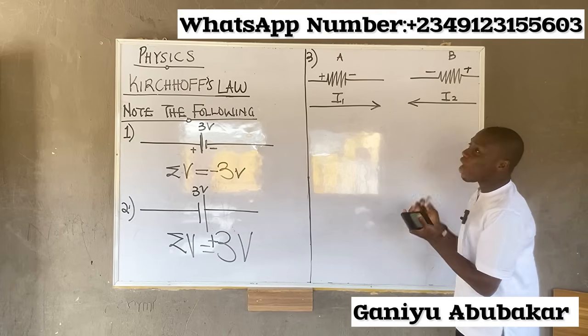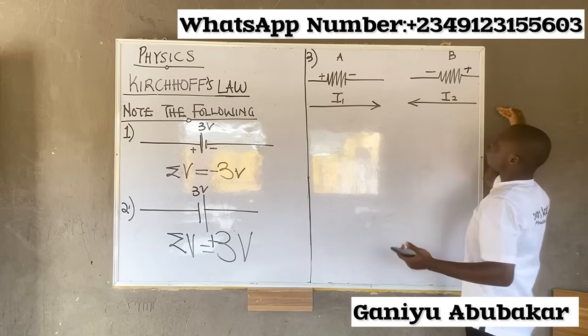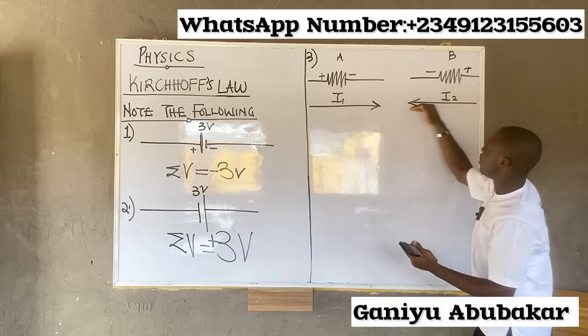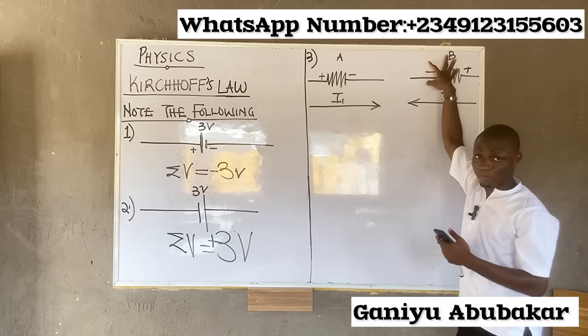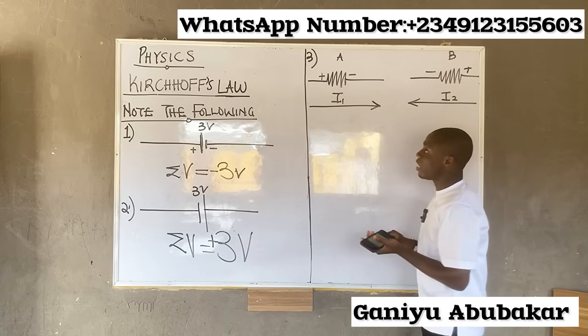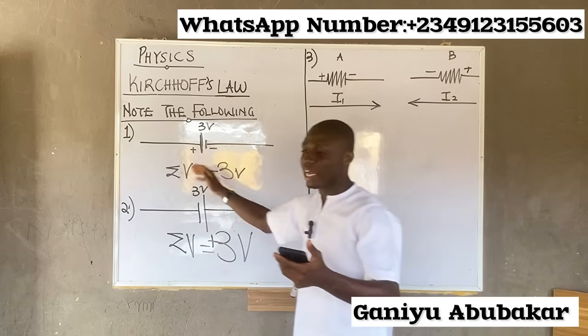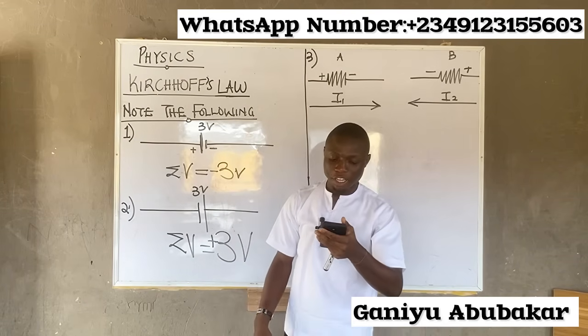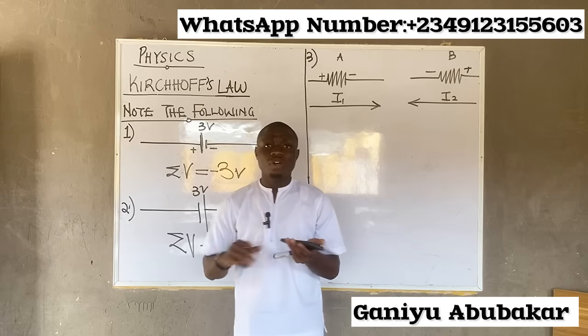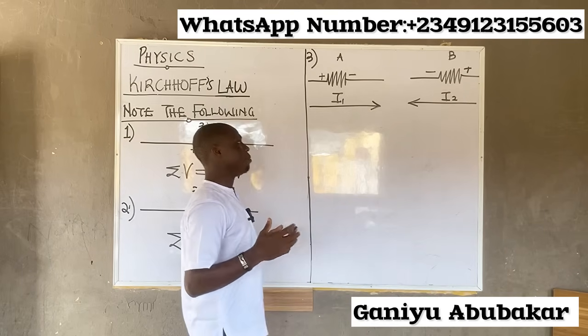Minus will be here. Why? Because my current is flowing this way. It's flowing this way, which means it's moving from the positive towards the negative terminal. So these are the concepts behind the three ideas to note when it comes to solving problems involved in Kirchhoff's law. I want to explain the idea behind number 3.